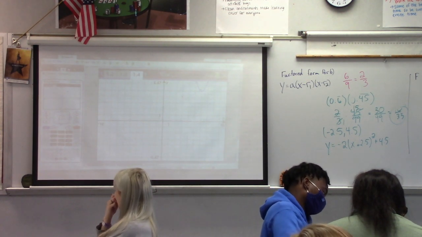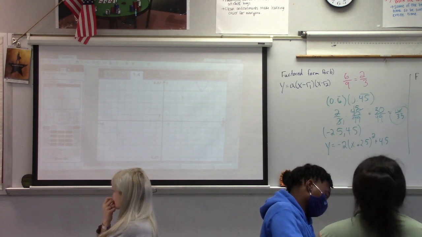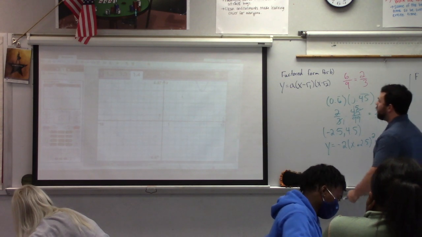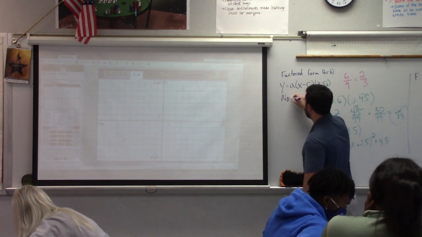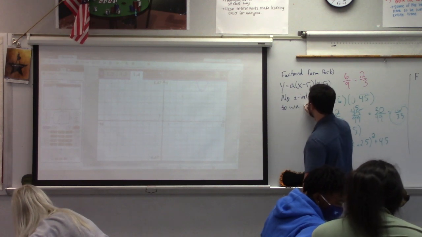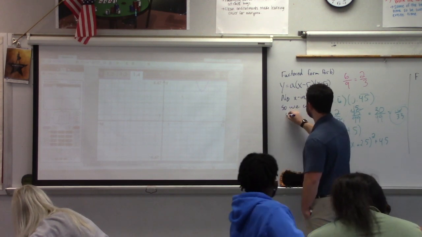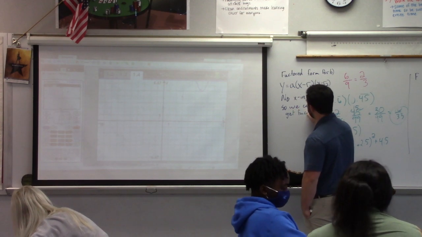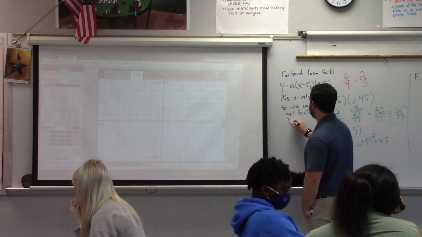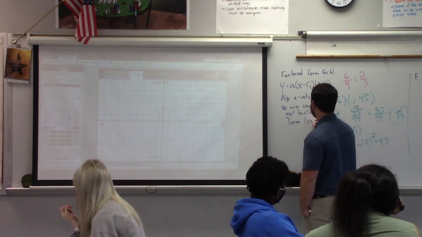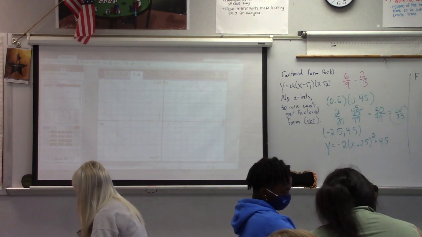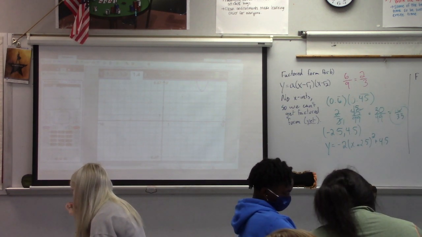We already had standard form, remember we did that earlier. So I want you to notice there are no x-intercepts, so we can't get factored form, at least yet. Remember those complex numbers that I talked about earlier? There are these things called complex numbers that will allow us to get the roots, also called zeros or solutions.